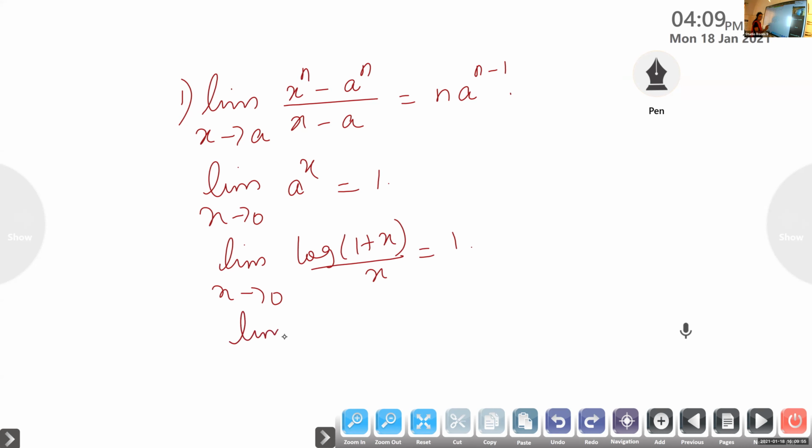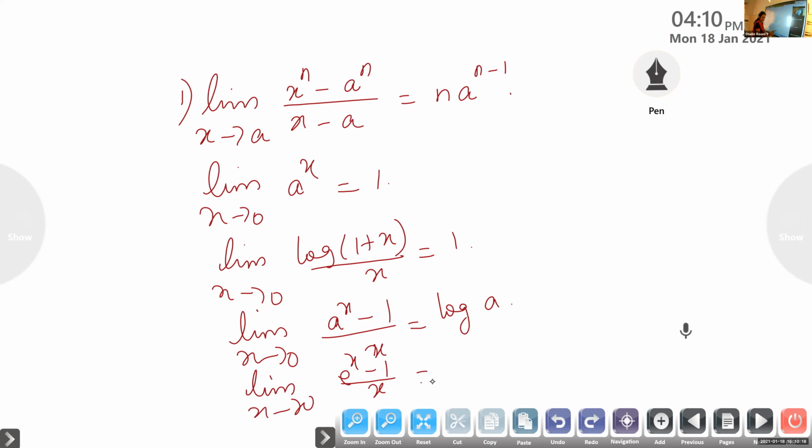Next one, limit x tending to 0, a raised to x minus 1 by x is log a. Then limit x tending to 0, e raised to x minus 1 by x is equal to 1. These are the formulas we learned in limits.